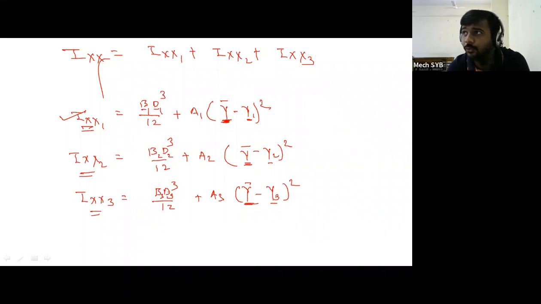the y bar distance will be considered. The y bar distance will be considered from bottom reference line up to neutral axis for further calculation.